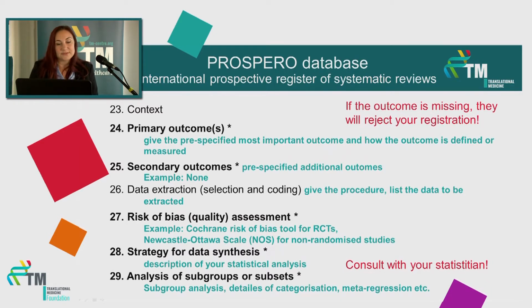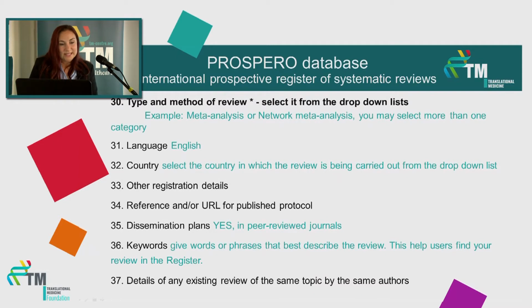And analysis of subgroups or subsets. Here you should indicate details of categorization if you know that before the results. So it is advisable to write, we plan to do that later because we are interested in doing that in two groups, like in obese people and non-obese people. According to BMI, we want to have subgroups. Okay, so it won't take too long.